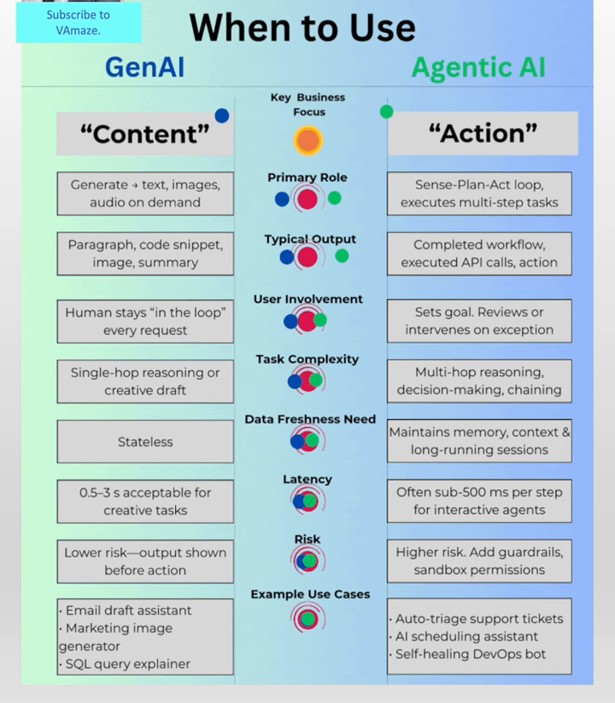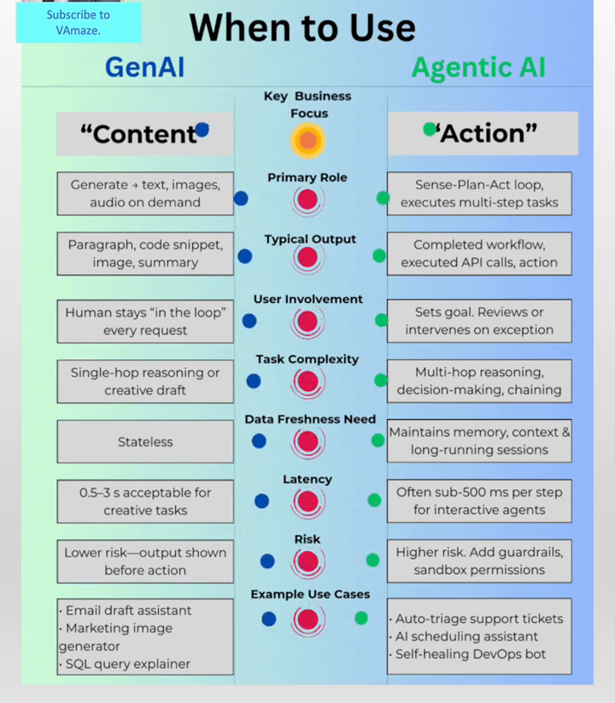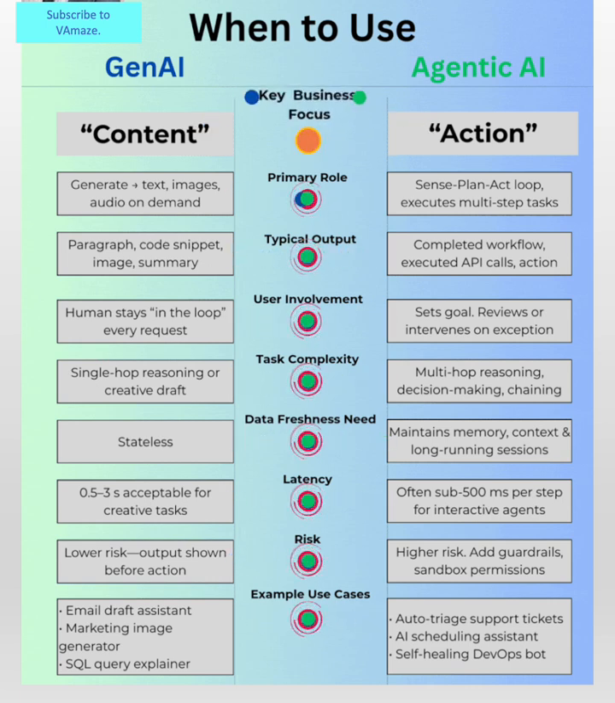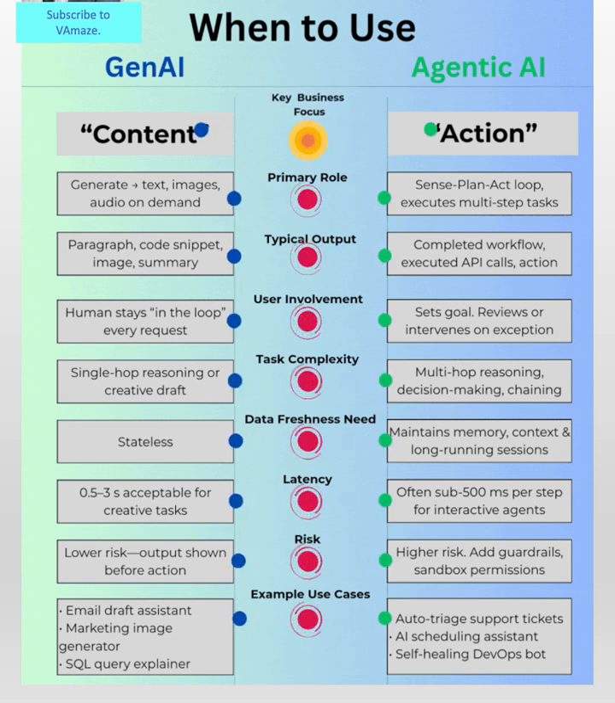User involvement pattern. Agentic AI operates more independently, with humans setting goals and reviewing results, or intervening only when exceptions occur. This autonomous operation model allows for 24/7 operation and can handle routine tasks without constant supervision. Task complexity and reasoning. Agentic AI systems excel at multi-hop reasoning, decision-making, and chaining multiple operations together. They can break down complex goals into subtasks, execute each step, and adapt their approach based on intermediate results.